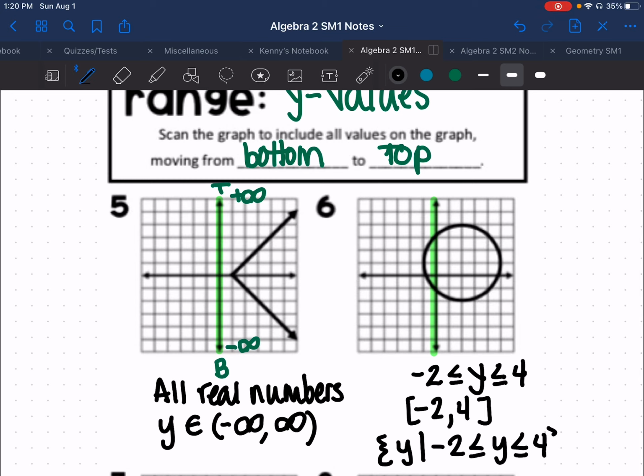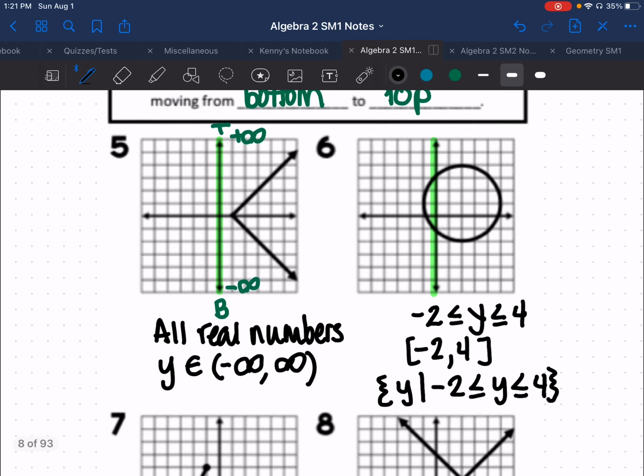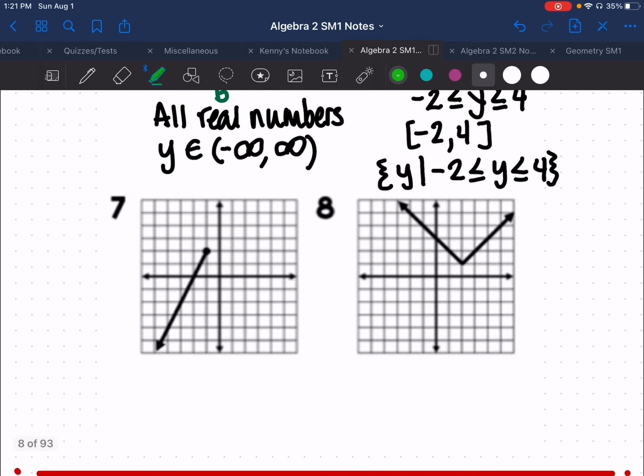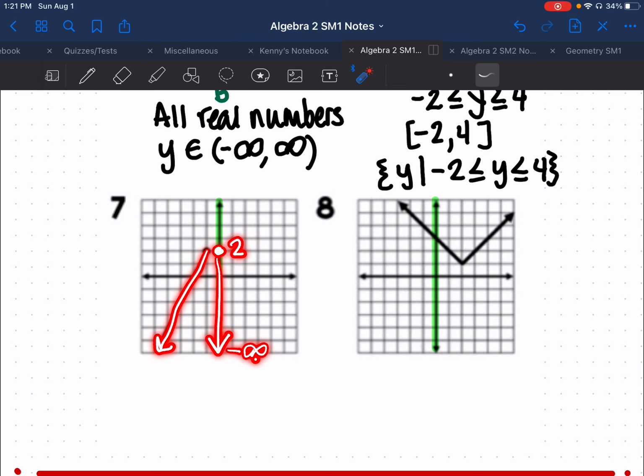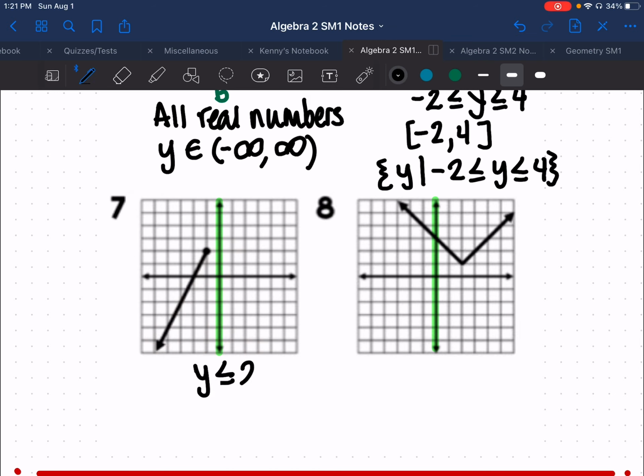I like to write the inequality first because then set builder becomes so much easier. I just have to slap on the symbol of it. All right, so just remember we are doing the range for these last two, and so there we go. Notice that we're going from the bottom, remember? So we're starting down here at -infinity, and then the graph is going to go right here. So this graph would look like this, but it's going to be from here to this number right here, which appears to be 2. So it's y is less than or equal to 2.